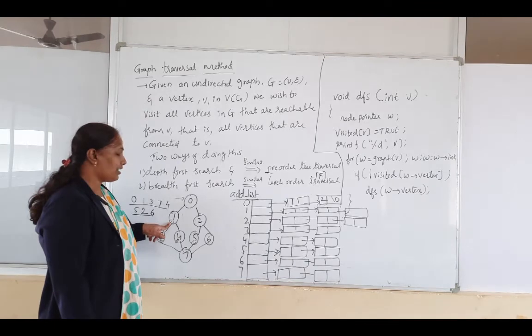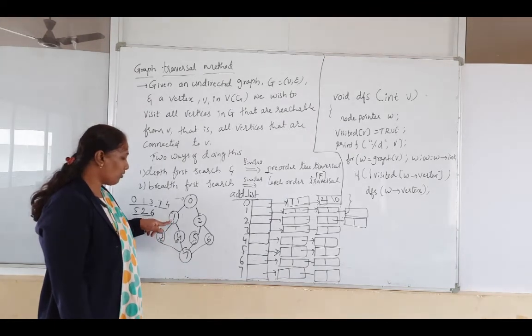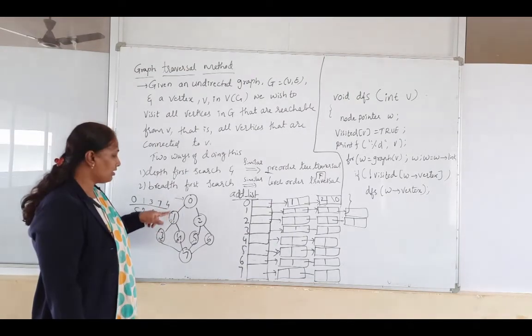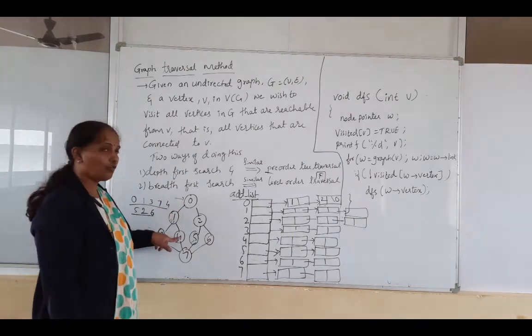Next, write the adjacency list of vertex 1. From 1, what are the connected vertices of this 1? 0 is there, 3 is there, 4 is there.